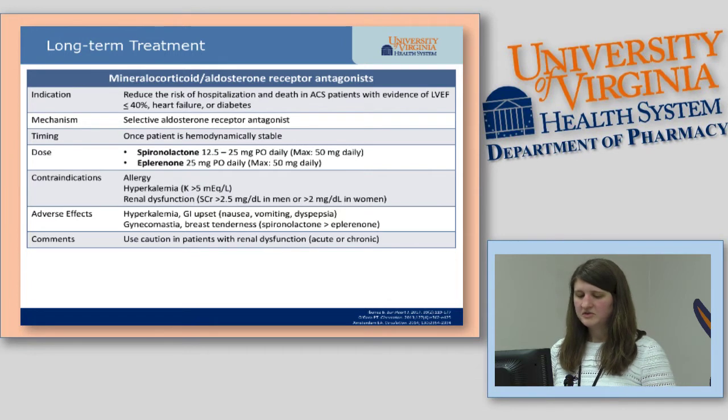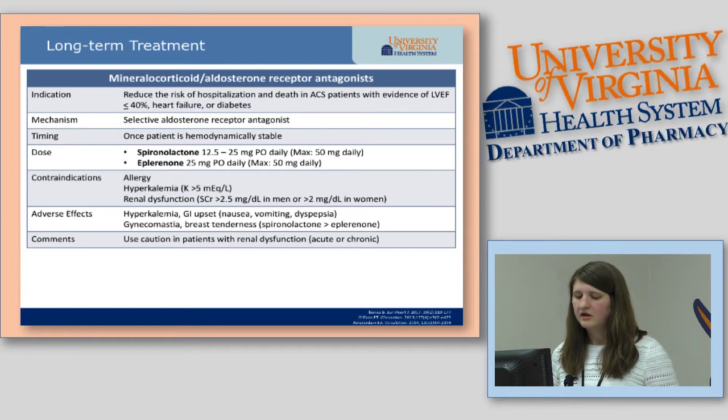The next class of drug we'll discuss are the mineralocorticoid or aldosterone receptor antagonists. These are indicated to reduce the risk of hospitalization and death in acute coronary syndrome patients with evidence of left ventricular ejection fraction less than or equal to 40%, heart failure, or diabetes. They work by selectively antagonizing the aldosterone receptor, and these can be started once the patient is hemodynamically stable.